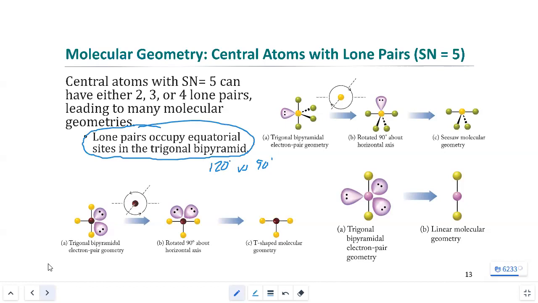So there are 3 different subshapes that come out of this because there are 3 different equatorial sites. If one of those sites is occupied, we call it seesaw.